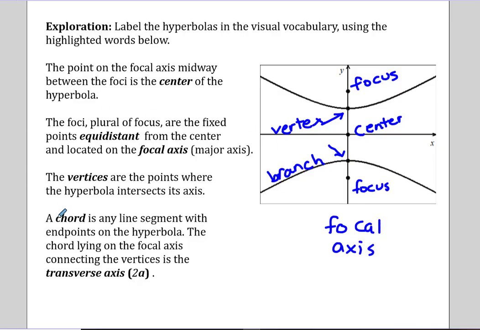And then a chord is any line segment with endpoints that are on the hyperbola. The chord lying on the focal axis connecting the vertices is called the transverse axis. So that would be 2a. In this case, this would be the a value, and this would be the a value, and that would be the transverse axis.